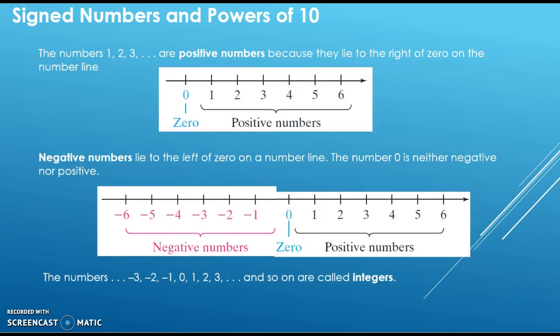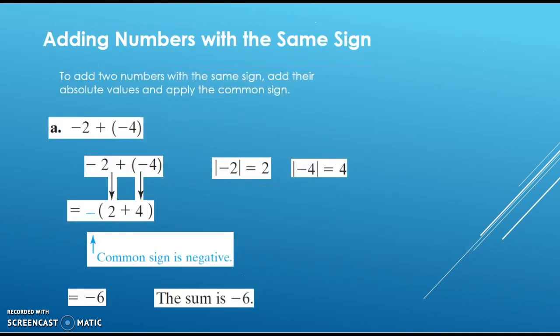Chapter 4 goes on and starts talking about signed numbers, so the difference between a positive versus negative, and then how do we do operations with those? How do we add numbers if they have the same sign? We just add the number parts and we keep the sign that is with them. So in this case, -2 and -4 is going to be -6 because we're just adding the number parts and then keeping the sign.